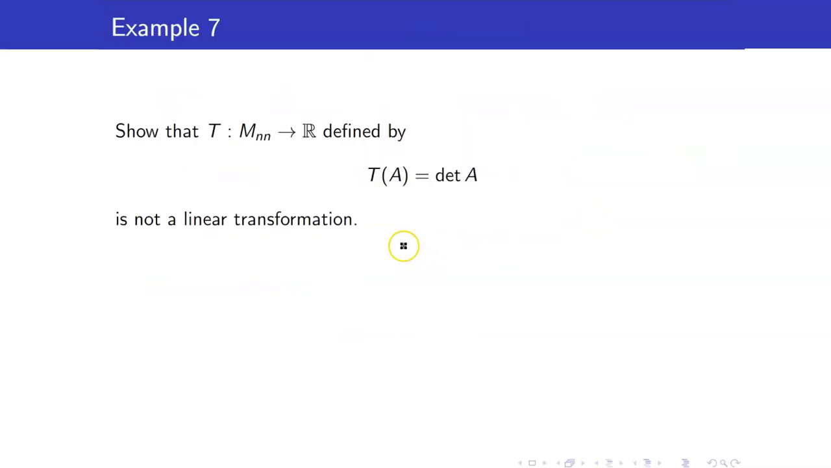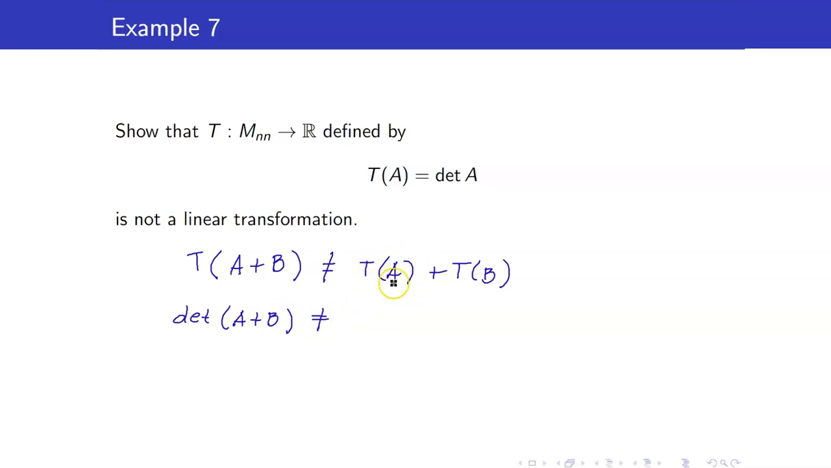Here is our first non-example of a linear transformation. If we define a function from the set of all n by n matrices to the set of real numbers, what it does is it maps a square matrix A to its determinant. This is not a linear transformation. What do you think is that property that is not satisfied? That would be the first property, because if I get two arbitrary elements in Mn, so suppose I have A and B, T of A plus B is not the same as T of A plus T of B. T of A plus B is the determinant of A plus B. This is not the same as T of A, which is determinant of A, plus T of B, which is determinant of B. Let us recall that determinant is not distributive, correct? So that's why this is not a linear transformation.